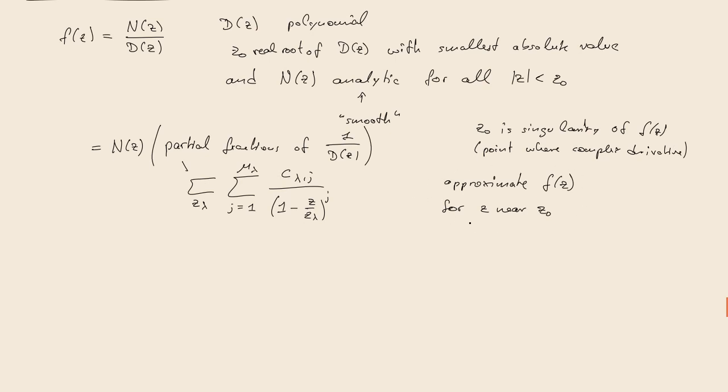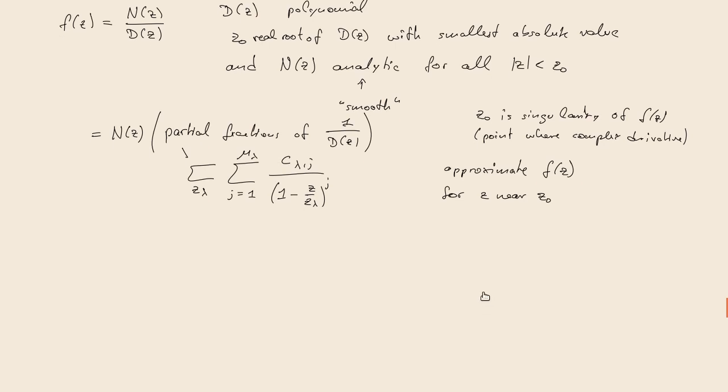The idea is that we approximate the function near such a singularity, and one can prove that this doesn't affect the coefficients by much, so that we can extract from that an asymptotic approximation of the coefficients of the function. Okay, phew. That's the idea of singularity analysis.